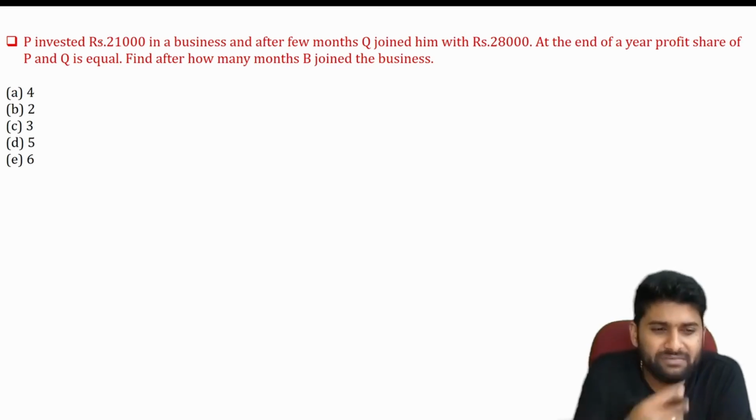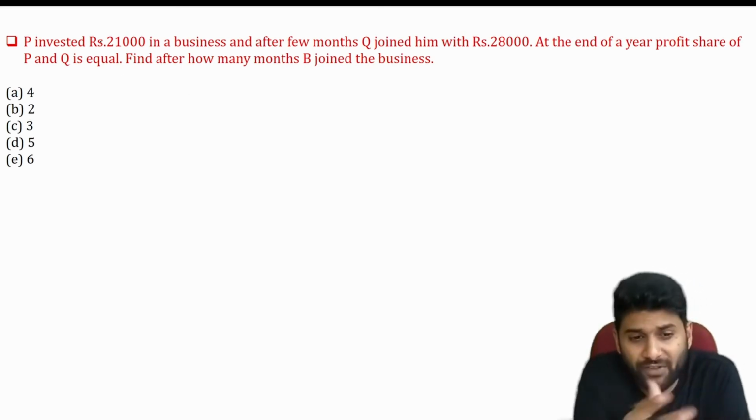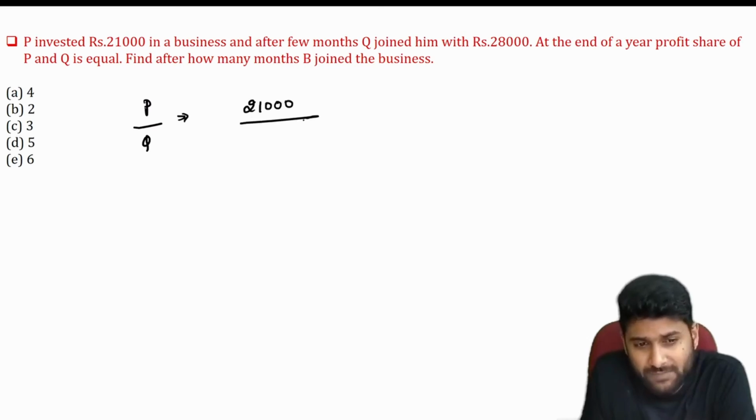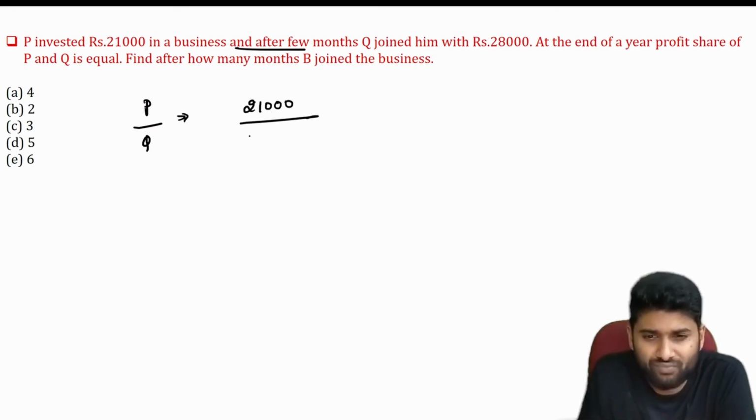Now see, P invested 21,000 in a business. After a few months, Q joined him with 28,000 rupees. P's investment is 21,000. After a few months, Q joined with 28,000. At the end of the year, P was there for 12 months.